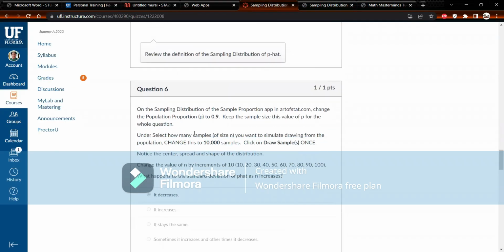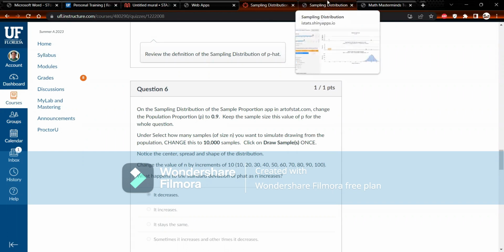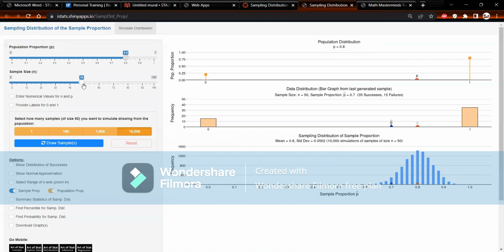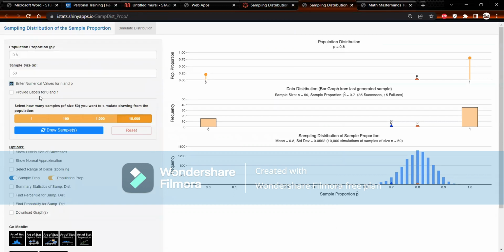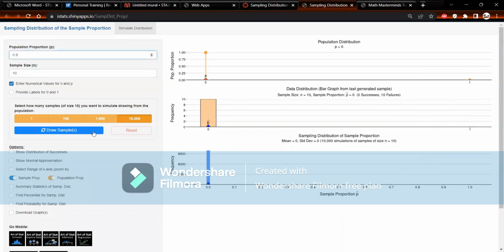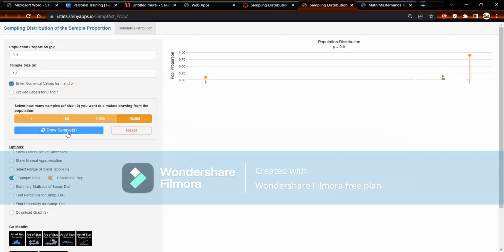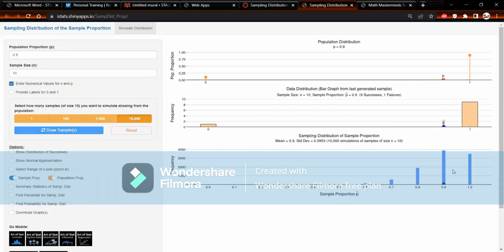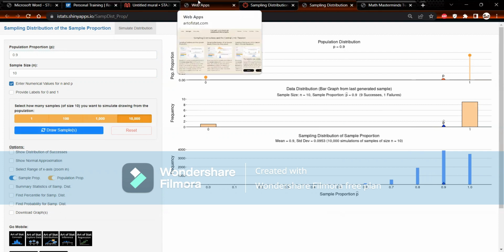Question 6. So this one I'm going to represent with 0.9 and 10. Also, this will make things easier if you select enter numerical values. And it was 0.9, I believe. Reset and draw samples. What we're supposed to do here, I believe, is look right here where it says standard deviation 0.0953. Okay.